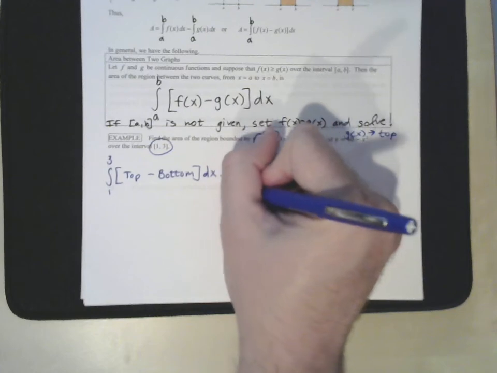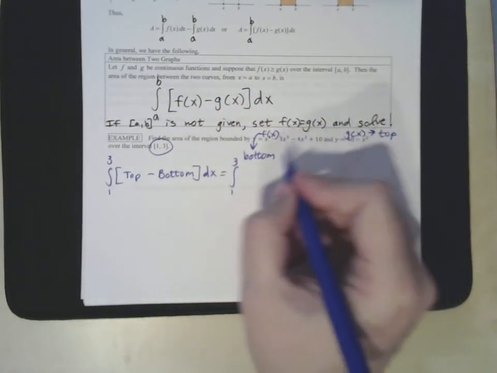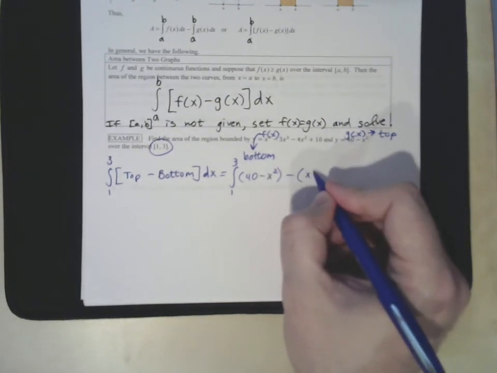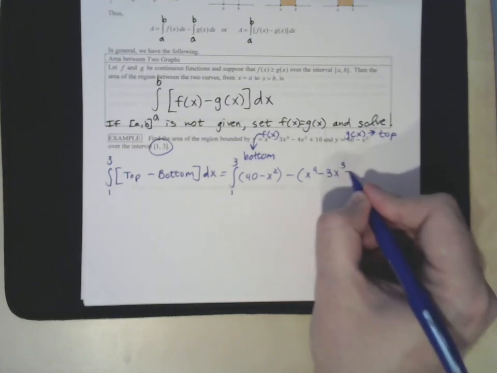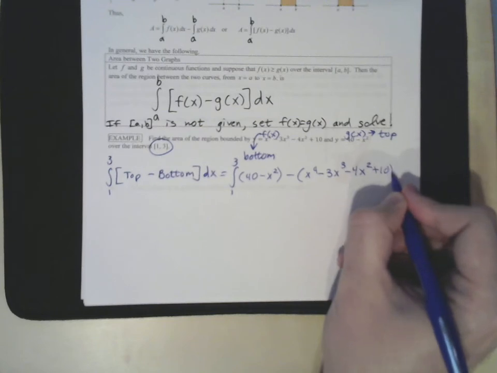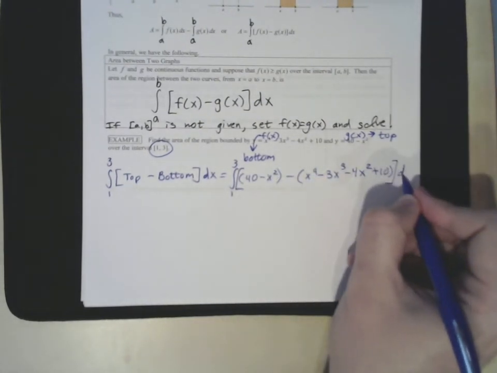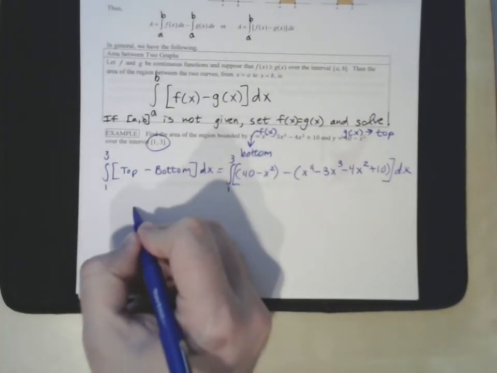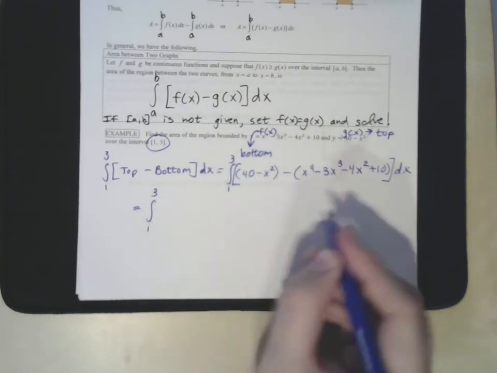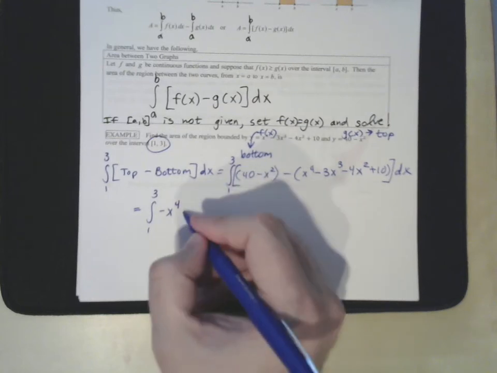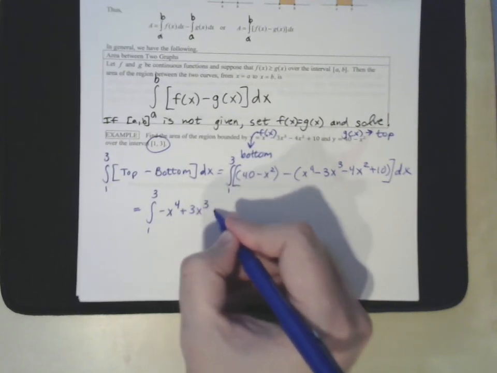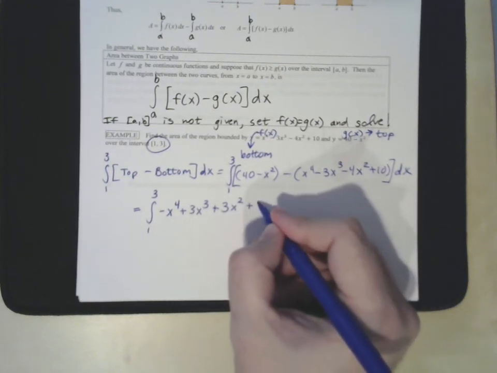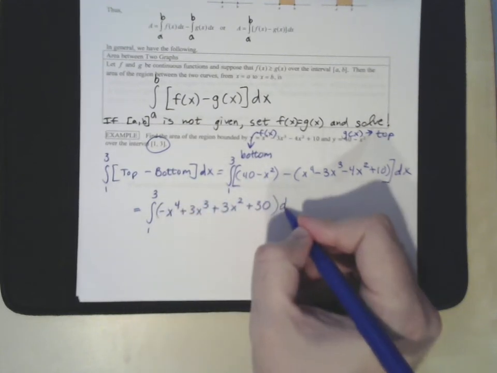So for us, this is the integral from 1 to 3. The top is 40 minus x squared, and this will be minus the bottom, which is x to the 4th minus 3x cubed minus 4x squared plus 10. It goes in big brackets with our dx, our differential. And then it's just about simplifying. So simplifying this, we have the integral from 1 to 3 of negative x to the 4th plus 3x cubed plus 3x squared plus 30 dx.